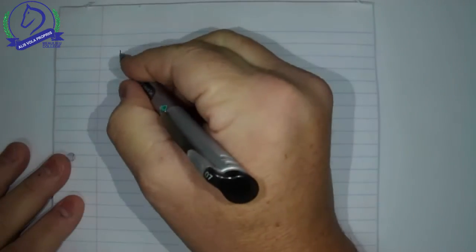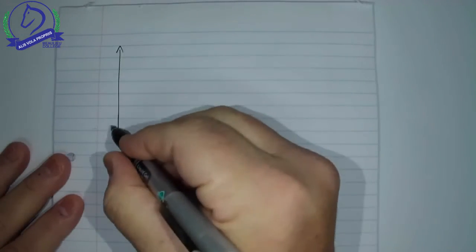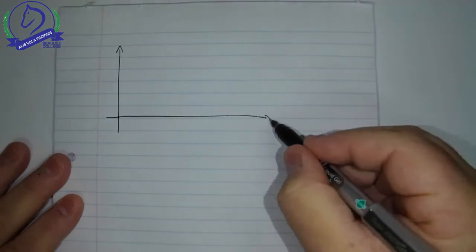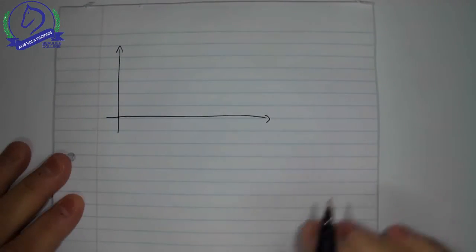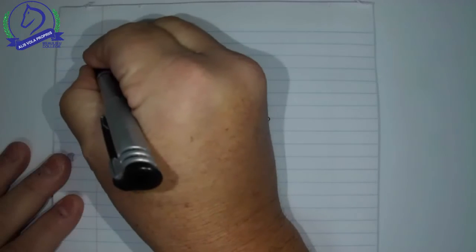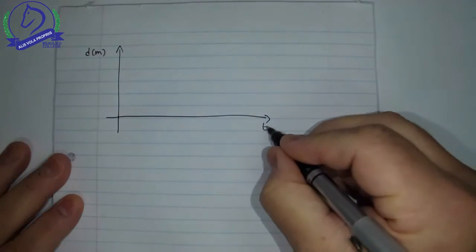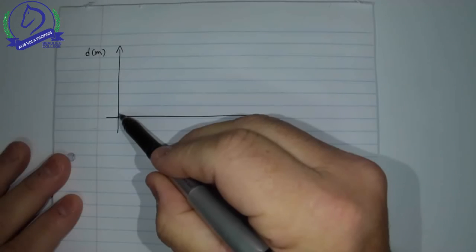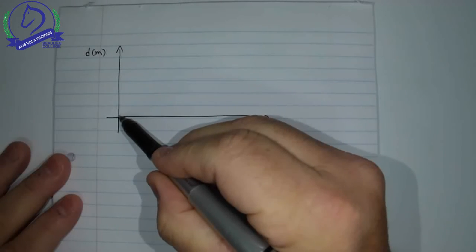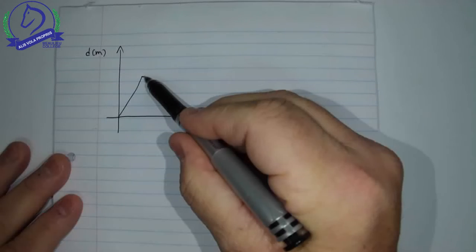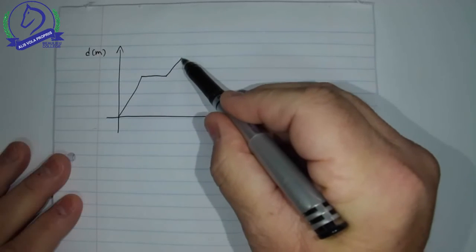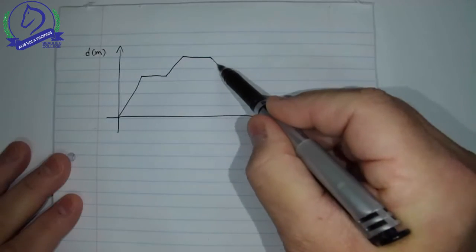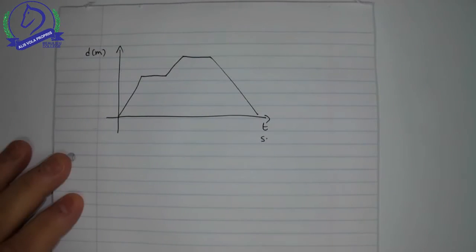In many cases, when we do speed time graphs or distance time graphs, here we have the distance in meters, and here we have the time in seconds, and this is the journey of a particular object, and you've probably seen it this way. It goes this way, and then does something like this. So this is a typical distance time graph.